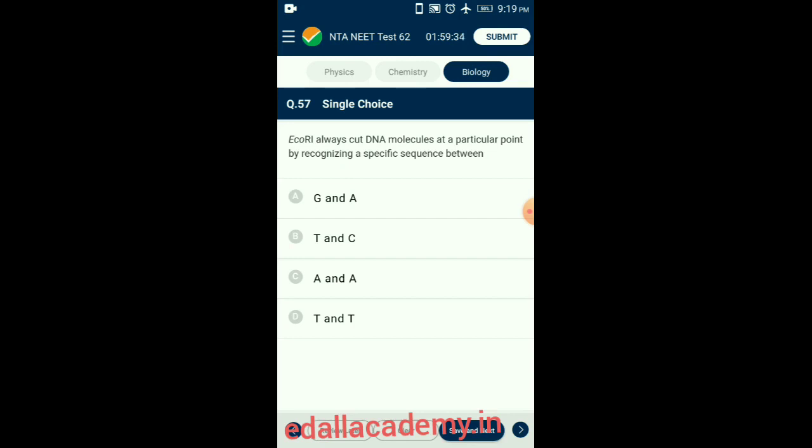EcoRI always cuts DNA molecules at a particular point by recognizing a specific sequence. It is a restriction enzyme, also called a restriction nuclease. EcoRI in this example surrounds the DNA molecule at a point where it seeks the sequence GAATTC. EcoRI cuts one strand of the DNA double helix at one point and the second strand at a different complementary point, between G and A base. So the answer is option A, G and A.